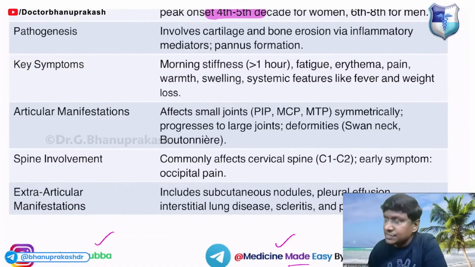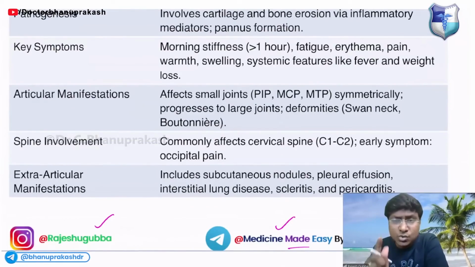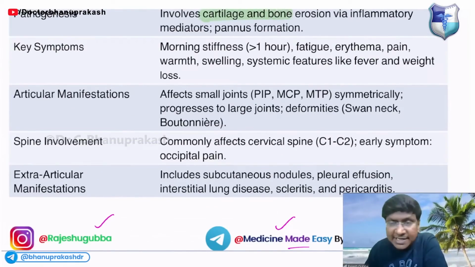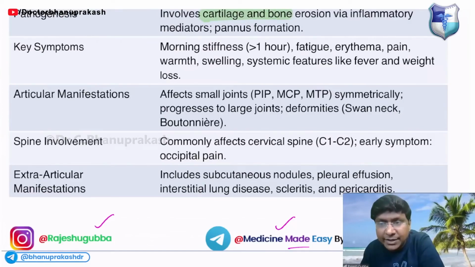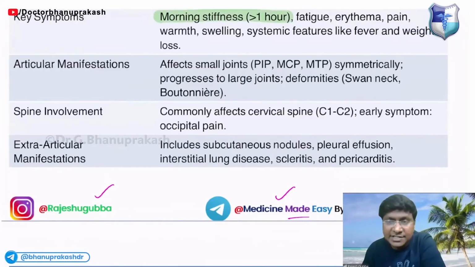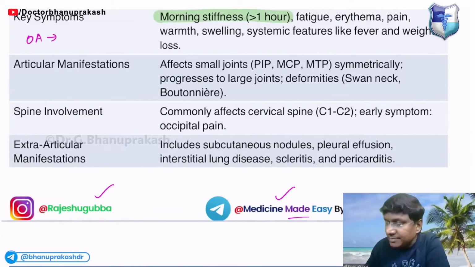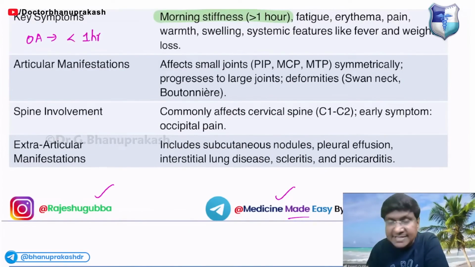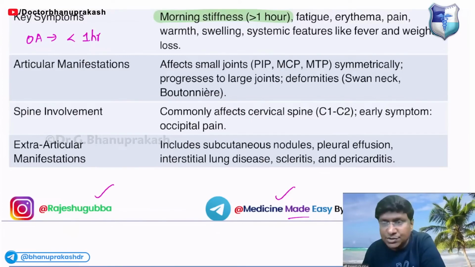In the pathogenesis, please remember, it is not only the bone which gets affected in rheumatoid arthritis. It involves both the cartilage and the bone, so there is erosion of the bone and erosion of the cartilage. The key symptom in these patients will be morning stiffness, lasting more than 1 hour. Whereas in osteoarthritis there is also morning stiffness, but it is less than 1 hour. That is the important difference in the morning stiffness of rheumatoid arthritis and osteoarthritis.